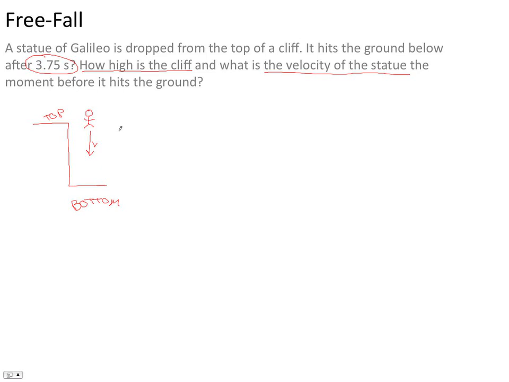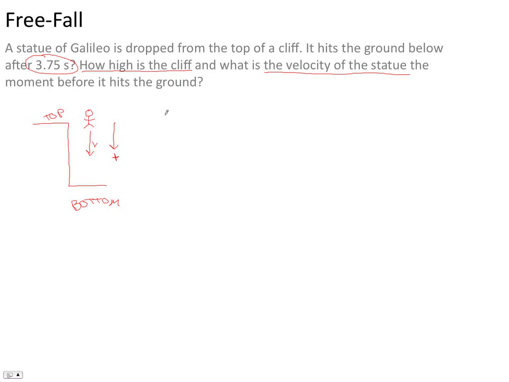Before we go any farther though, remember we're dealing with vector quantities here, so let's define what we mean by positive and negative direction. So I'm going to call down positive. That's the direction of the motion. I'll call down positive, which would make any vectors pointing up negative. That's a pretty good complete picture.